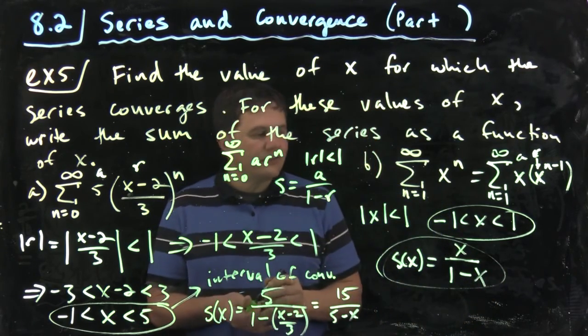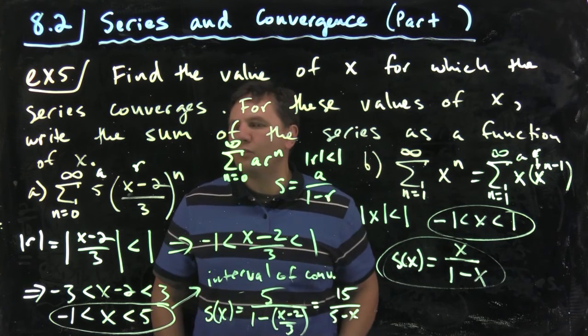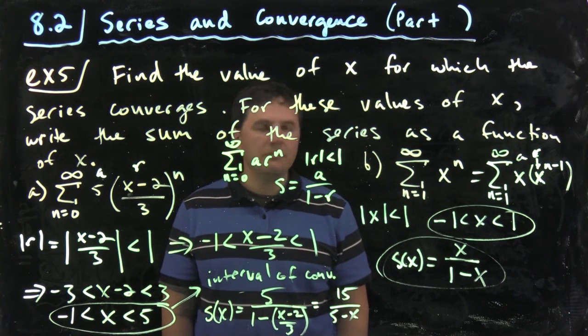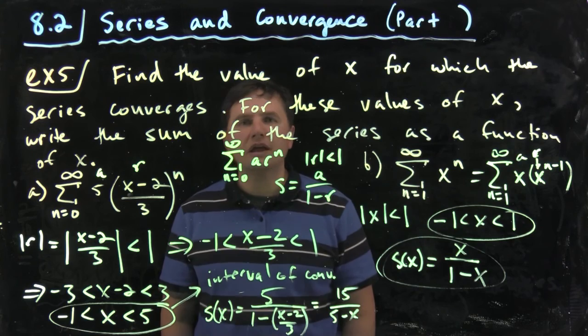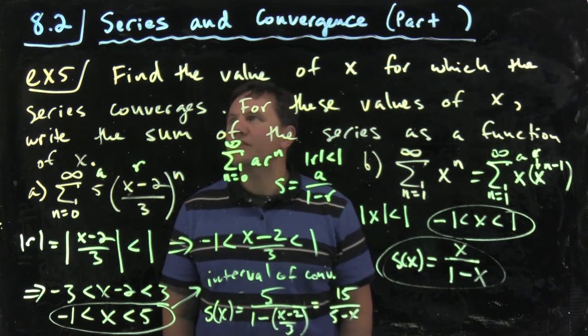Okay, so that is it for 8.2. Geometric series, and I guess we also did the nth term test. And that's basically it for 8.2.